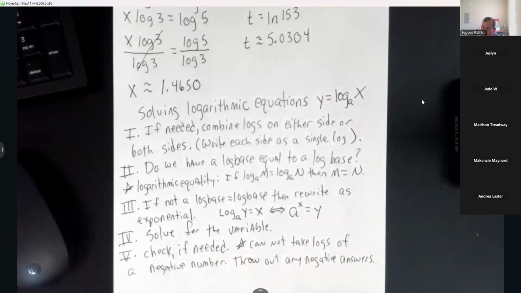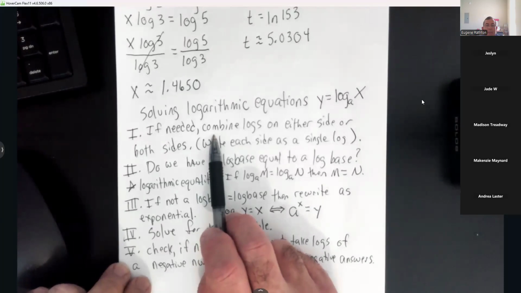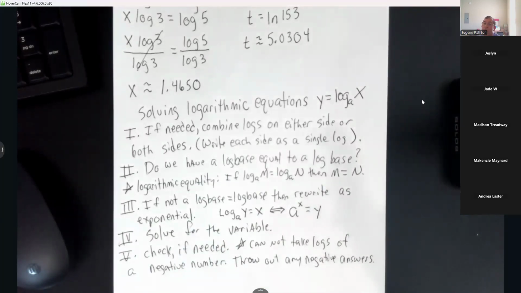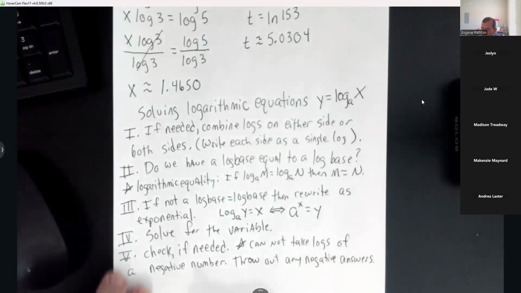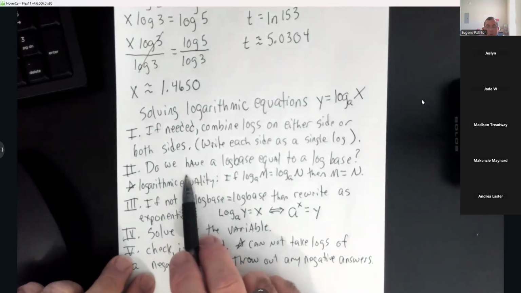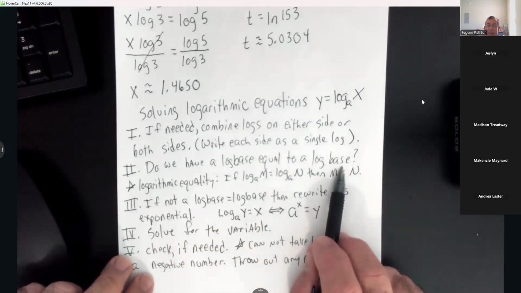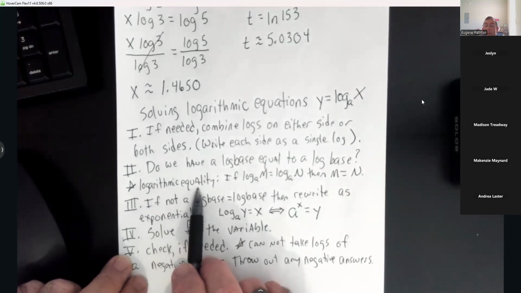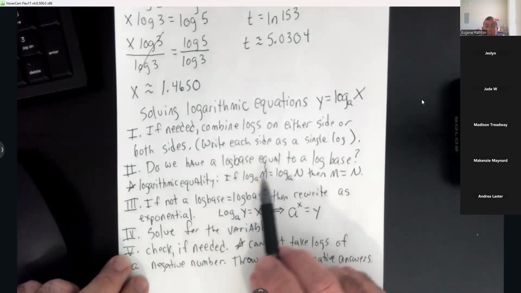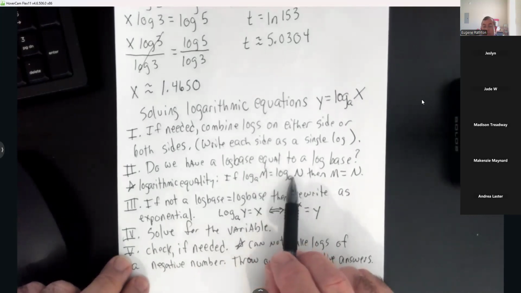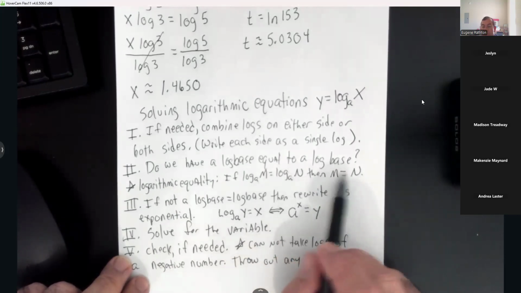Okay. All right, so going through my steps. First thing, if I got more than one log on either side of the equals, I'm going to combine them into one single log using the product rule or the quotient rule of logarithms. At that point, I'm looking at it. Do I have a log base on one side equal to a log base on the other side? If I do, I'm going to invoke the logarithmic equality, which says if a log on one side is equal to a log on the other, then that means the result, M, has to equal the result, N.